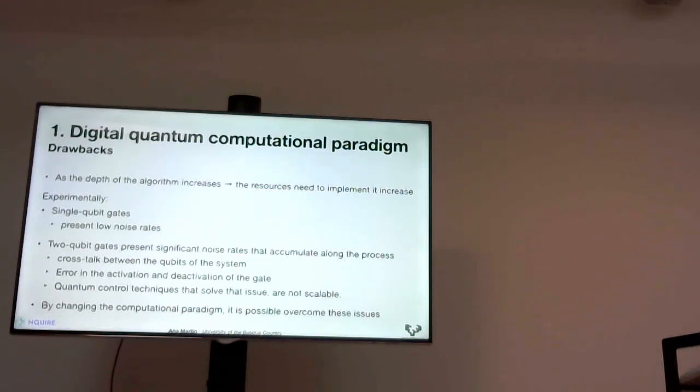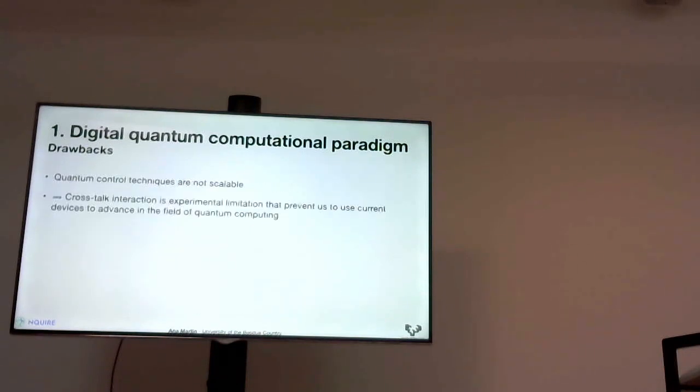This is due to the crosstalk between the qubits of the system. There is an error that appears whenever we activate and deactivate these gates, and although this can be overcome by applying quantum control techniques, these techniques are not scalable. So whenever we have a long-depth quantum circuit or a big quantum computer, we cannot use these techniques to solve these problems. But maybe changing the paradigm can help us.